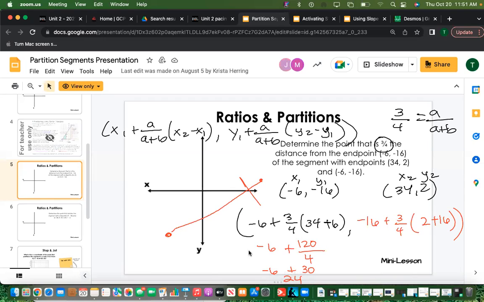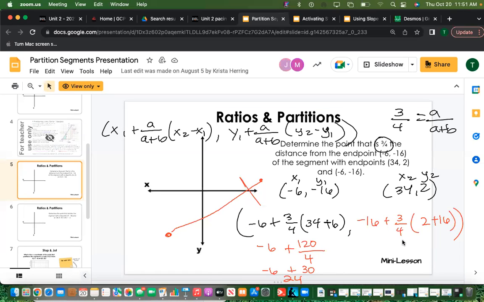So here it is again: -6 plus 120 divided by 4. I'm going to have -6 plus 30, because 120 divided by 4 gives me 30. And then -6 plus 30 gives me 24. I simplified just this part, that's all I've done so far. So now I'm going to simplify the y part.